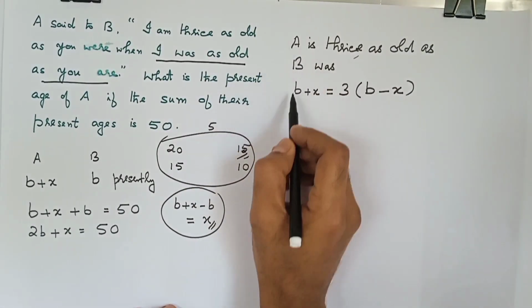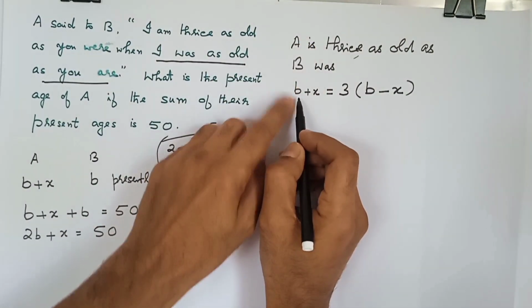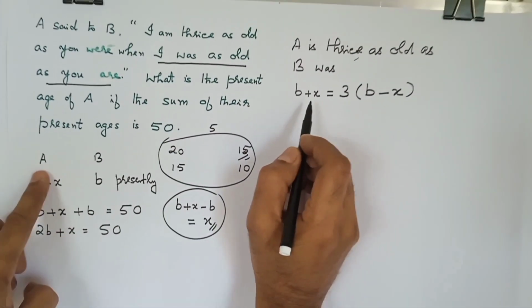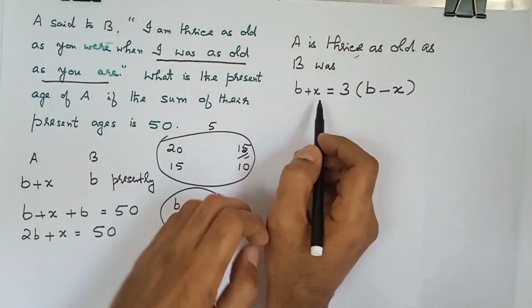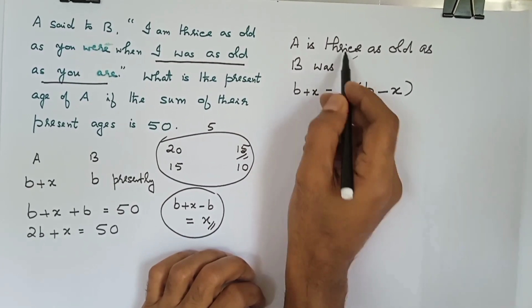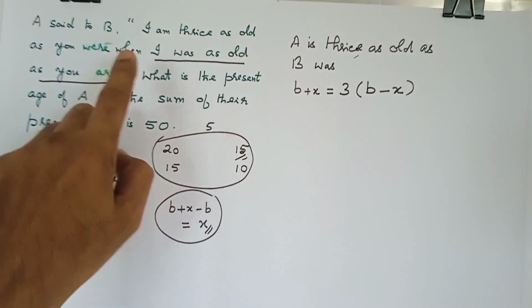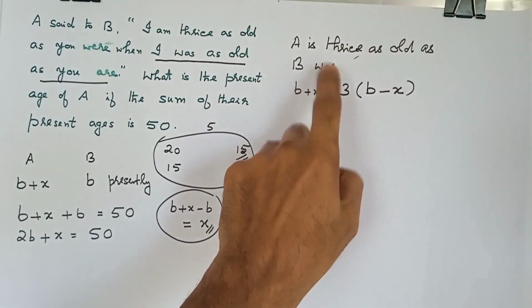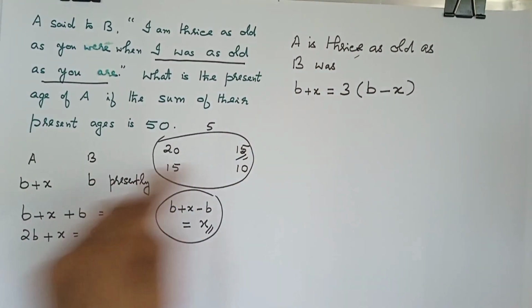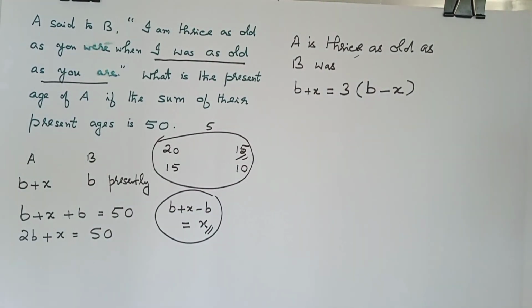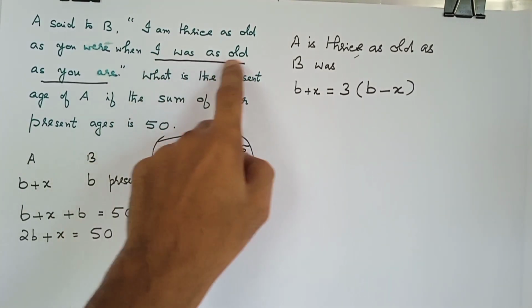A is means presently. So you are referring to A's present age, which is assumed to be B plus X. Is means equal to. Thrice means 3 into. Thrice as old as B was, not B is. So don't write B here. We are referring to B's age at some point of time in the past. Only thing is, we need to find out how many years ago. And that thing is given by this point.